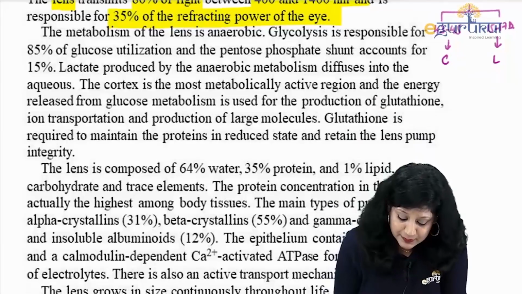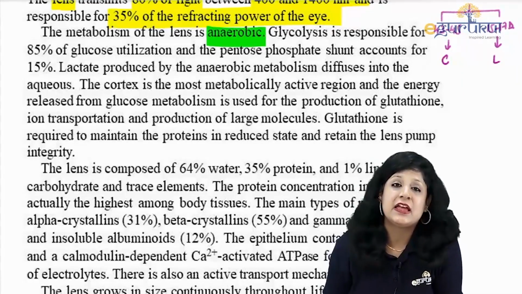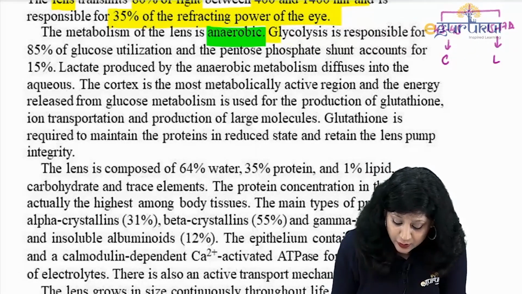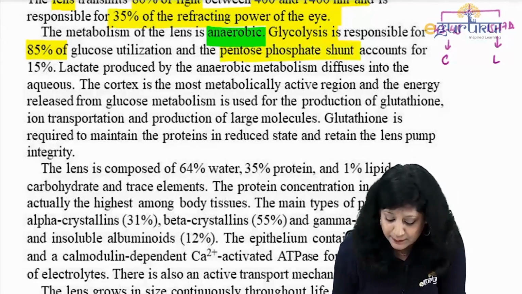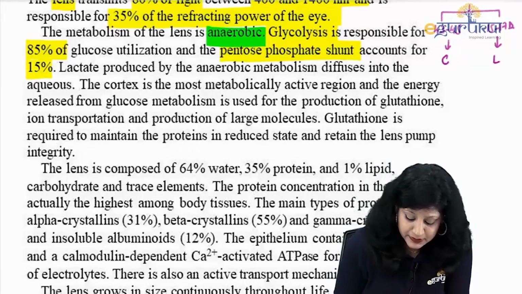Now coming to the metabolism. We all know that the metabolism of the lens is mainly anaerobic. Glycolysis is responsible for 85% of utilization. Then we have the pentose phosphate shunt, which accounts for about 15%.